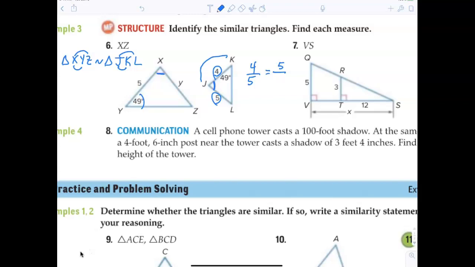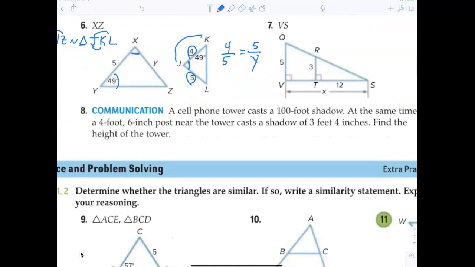Oh, hold on a second. 4 over 5. So KJ corresponds to XY. And then JL corresponds to XZ, which is Y. Did I agree with that? Sorry, I kind of fumbled a little bit there. Is everybody okay with that?